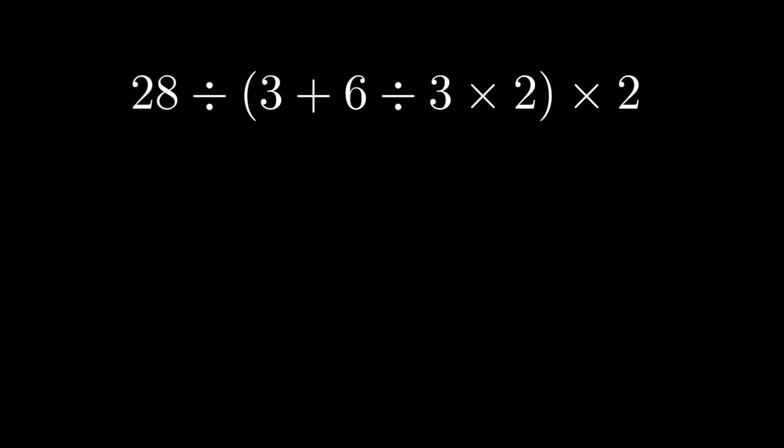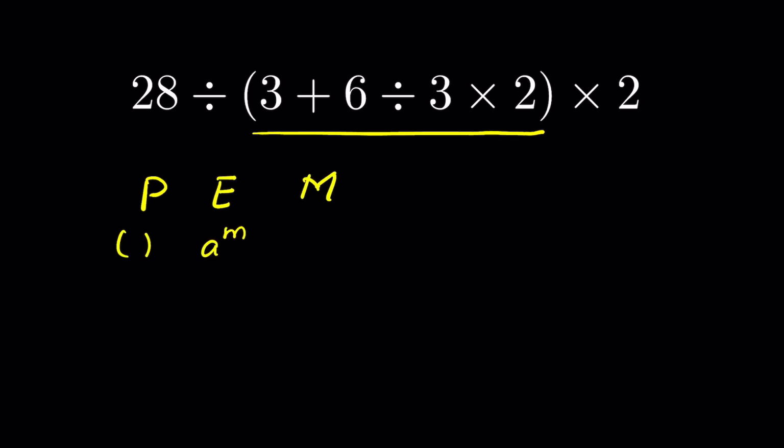28 divided by (3 plus 6 divided by 3 times 2), then times 2. How do you solve this? As per the order of operations, you need to solve the parenthesis first. We solve parenthesis, then exponent, then multiplication, division, addition, subtraction.